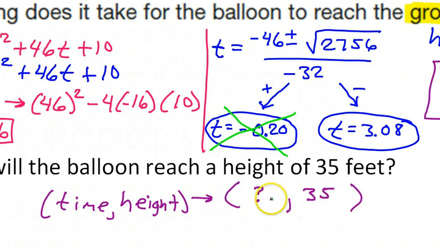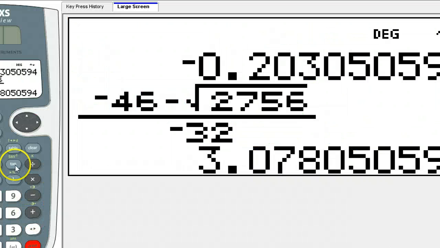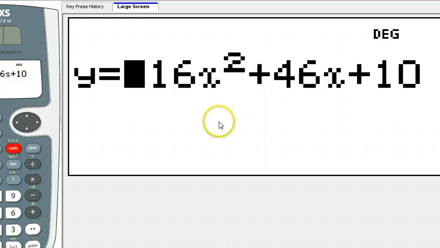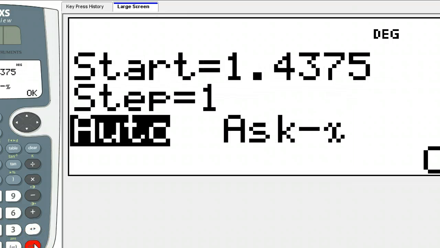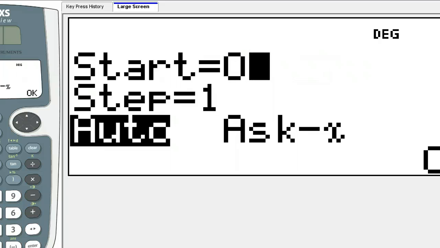But we can just use the, well, can we use the calculator? Let's see. Alright, we still have the equation typed in. We may not be able to use the calculator. Let's see how close we can get. Alright, I'm just going to start off at time 0.